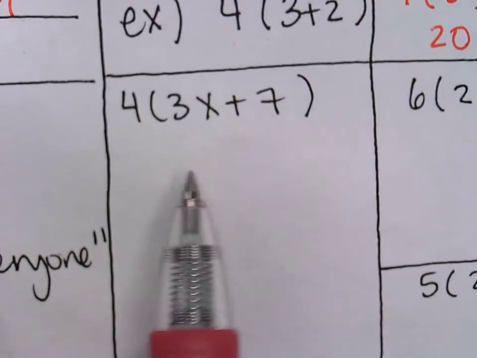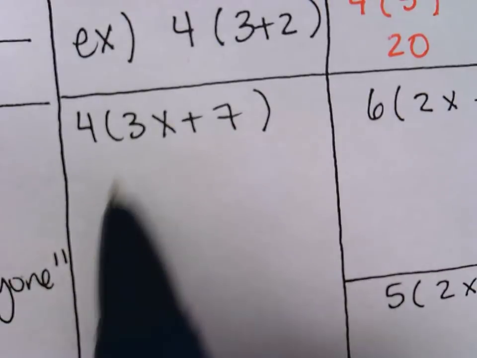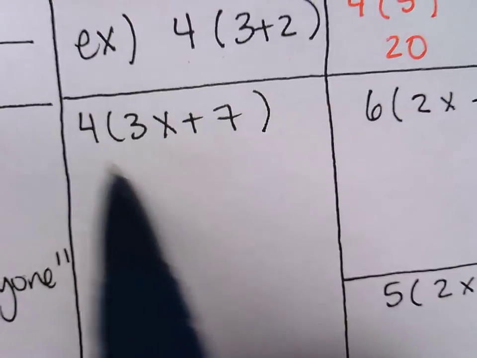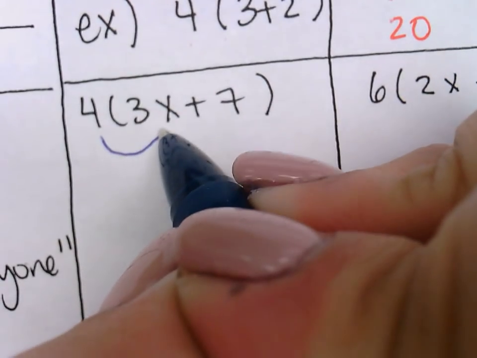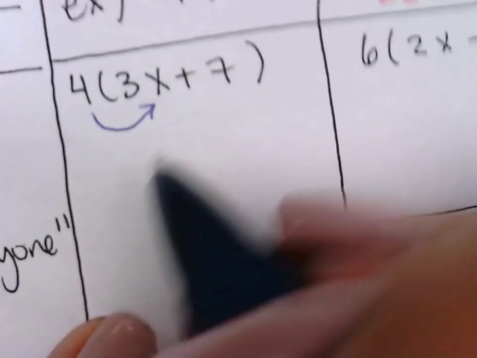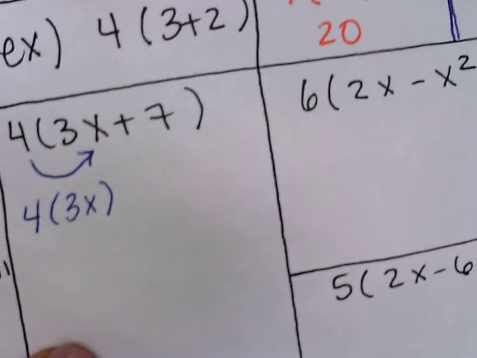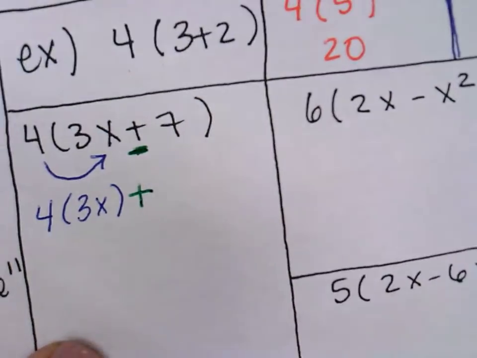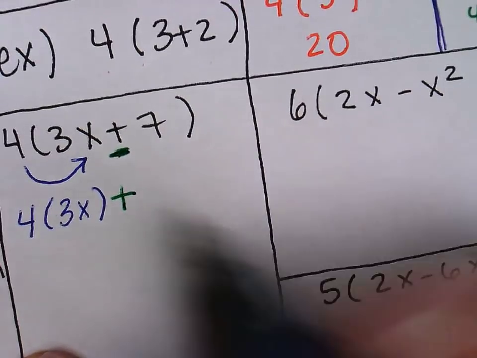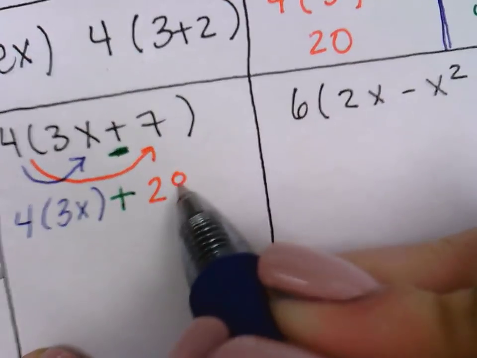So this is where I said sometimes they don't always give us easy ones. Here you're going to give that 4 to each expression as well. So you would do 4 times 3x. Don't forget that plus. Whatever symbol they give you, you bring it down with it. Plus, then you do 4 times 7, which is 28.